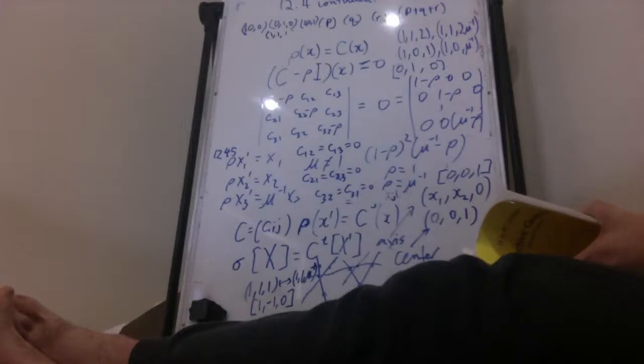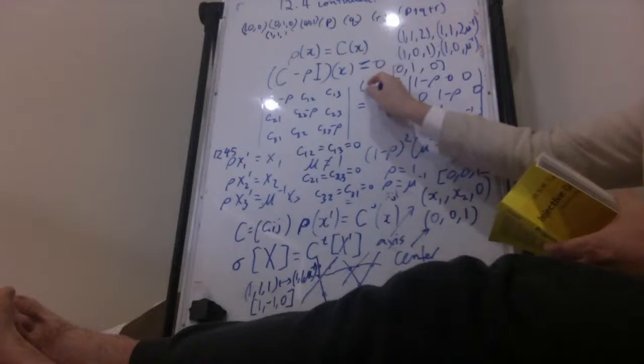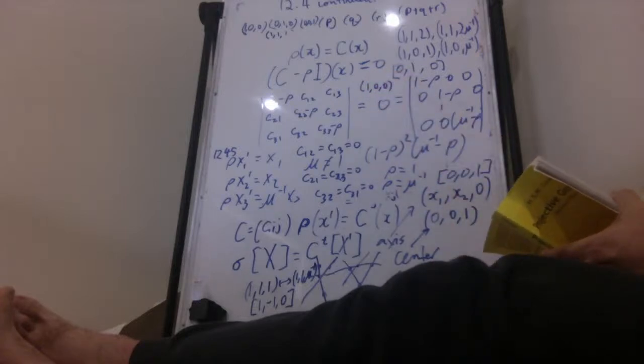Okay, so 0, 1, 0 intersects that line at 1, 0, 0. Okay, and it's not the same as 1, 1, 0. Okay, so they can't be the center.